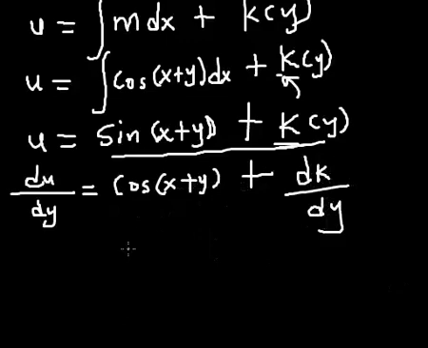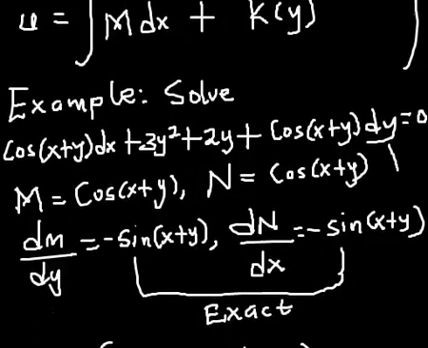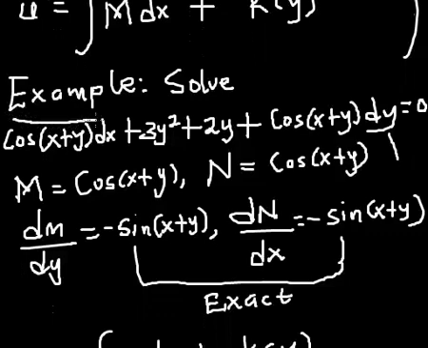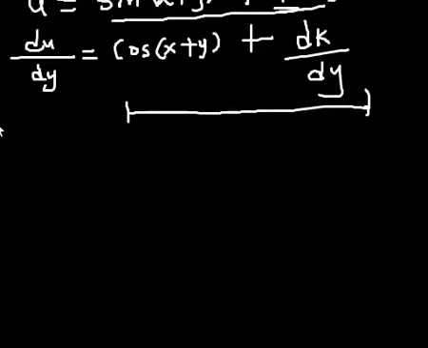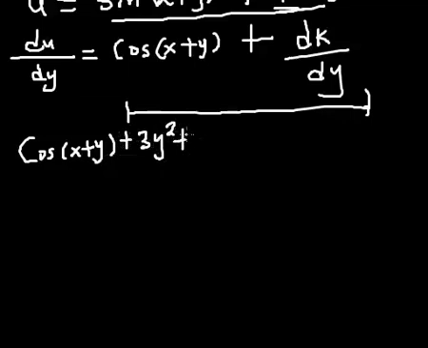Now I'm going to do a comparison. I'm going to compare what I have, this derivative of sin(x + y), which of course is cos(x + y) plus dk over dy, with what I was given in my original equation, right? You discover that my original equation has both cos(x + y), then plus another value attached to it, 3y squared plus 2y. So cos(x + y) being a function has another function attached to it, that was 3y squared plus 2y.